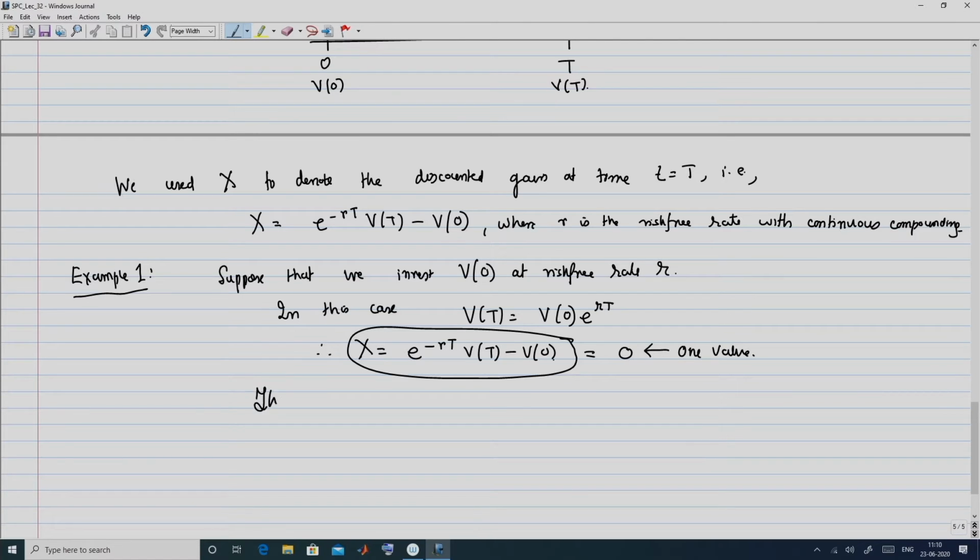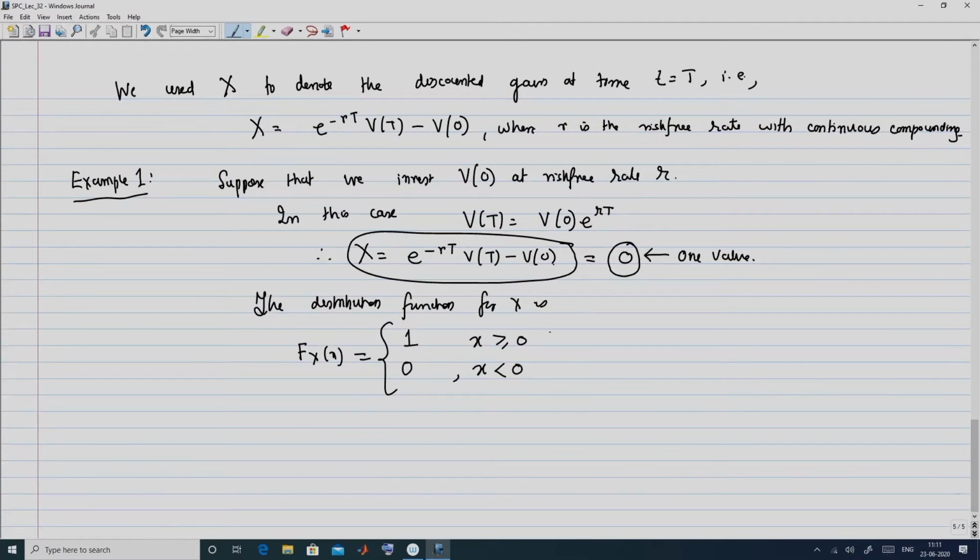So, what is going to be the corresponding distribution function? So, here when your X is less than 0, then obviously the probability of that happening is going to be equal to 0, and your X being greater than or equal to 0 is going to be 1, because you know for certainty that X will take the value of 0. So, this is going to be your cumulative distribution function F_X of x.